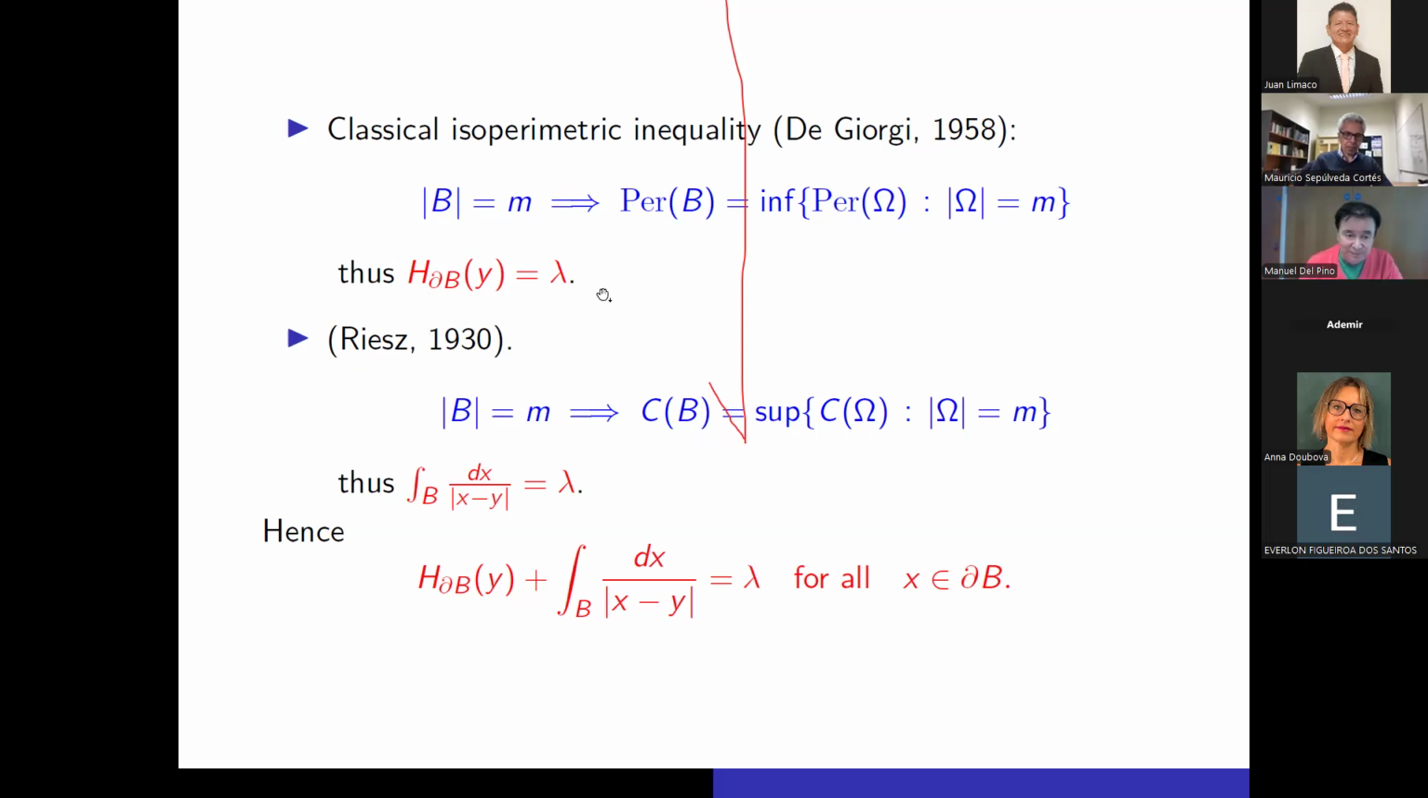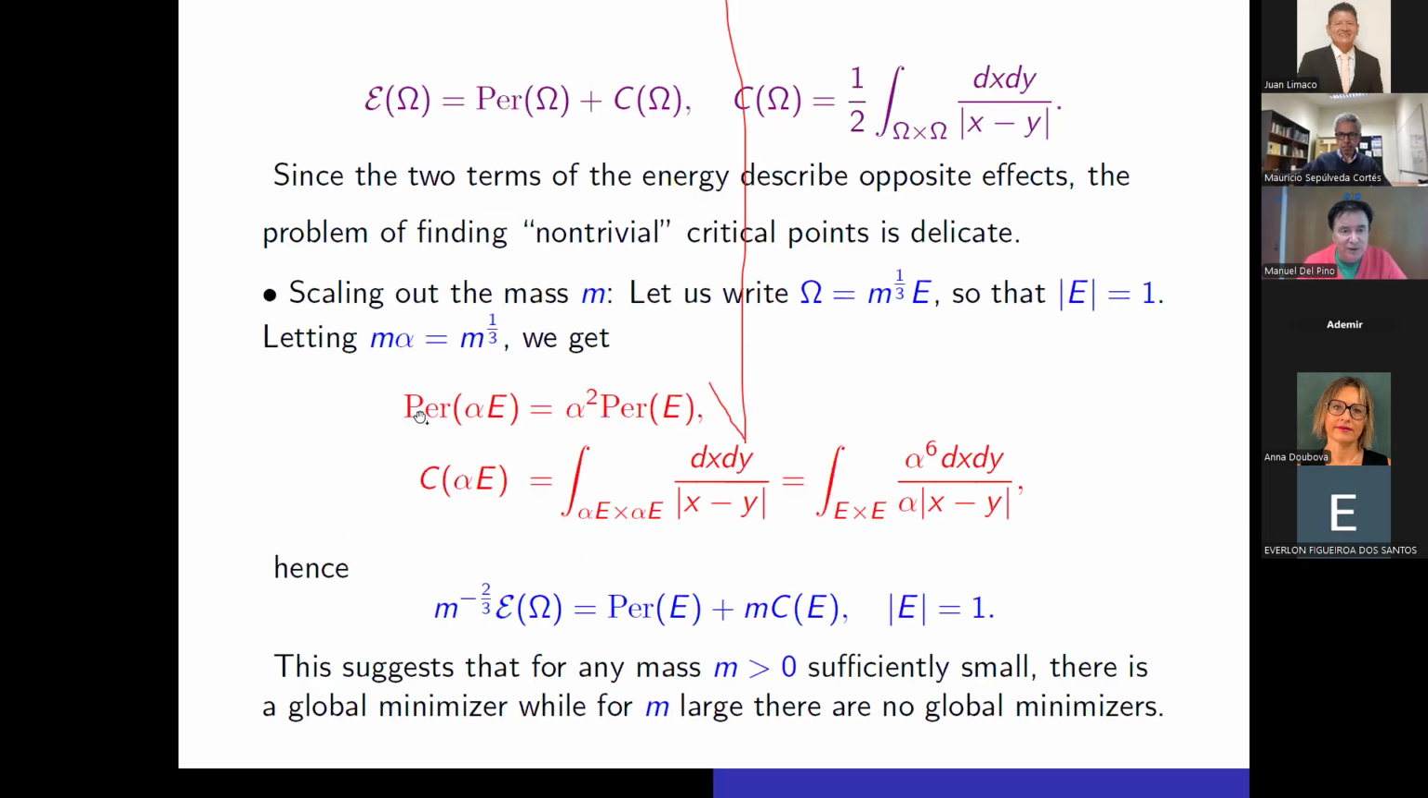Somehow, the first variation. And Riesz, long ago, in 1930, proved that balls do not minimize, but maximize the Coulombian interaction term among regions with volume M. So somehow the repulsive interactions are maximized in a ball, while the surface tension is minimized. This is the trade-off, the combination of the two. So we also have this, and therefore we have the validity of this identity, as I mentioned before.